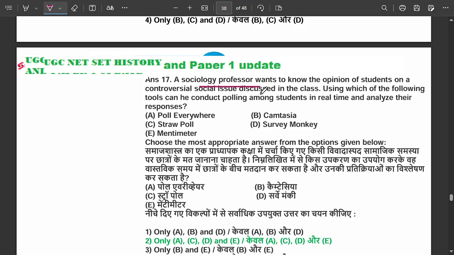A sociology professor wants to know the opinion of students on a controversial social issue discussed in the classes. Which of the following tools can be used to conduct polling among the students and analyze their responses in real time? Poll Everywhere, Straw Poll, SurveyMonkey, and Mentimeter. So A, C, D, E was the correct answer, and the other option was incorrect. So option number 2, A, C, D, E, was the correct answer.